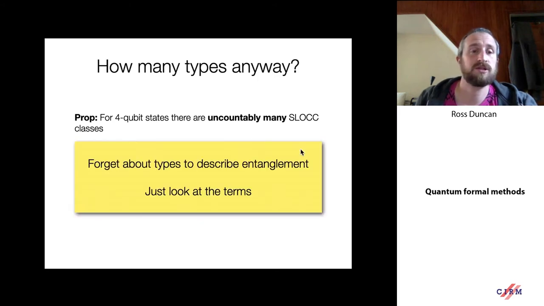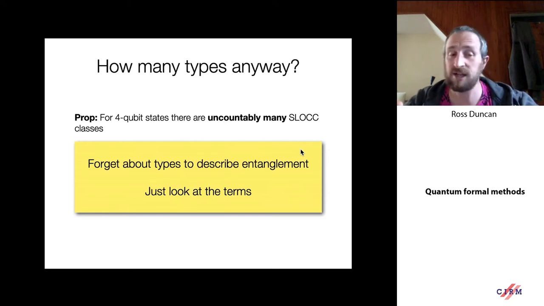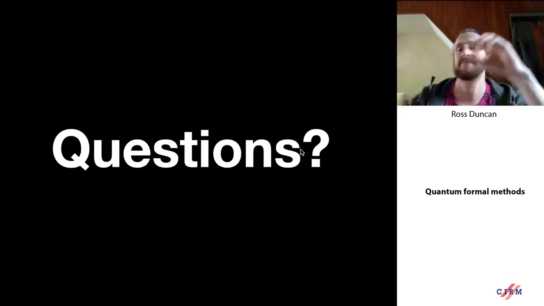So the attitude which we will take going forward is not to try to rely on types to see inside the quantum state or to see the structure of what's happening, but just to look at the terms themselves. And in a certain sense, that boils down to talking about circuits that made the state. But in another sense, we'll see in a moment, it's a more refined way of thinking about that. So this is my moment to take a pause and ask if there are any questions.